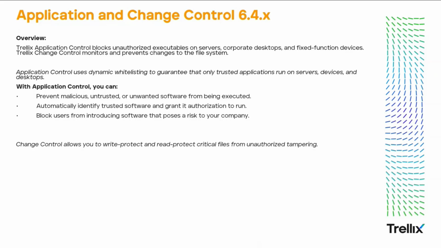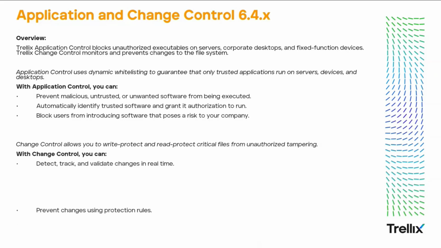Now, change control allows you to write protect and read protect critical files from unauthorized tampering. You can also define trusted programs to allow updates to protected files. A change is only allowed if it's applied according to the software policies. With change control, you can detect, track, and validate changes in real time, prevent changes using protection rules, and enforce approved change policies. Now, how application control works.